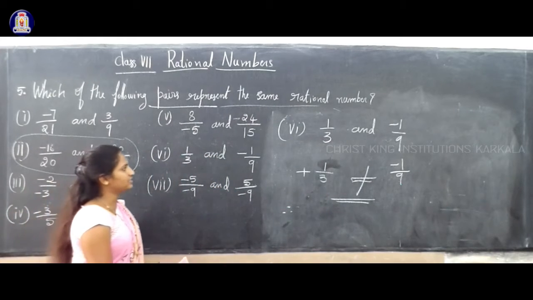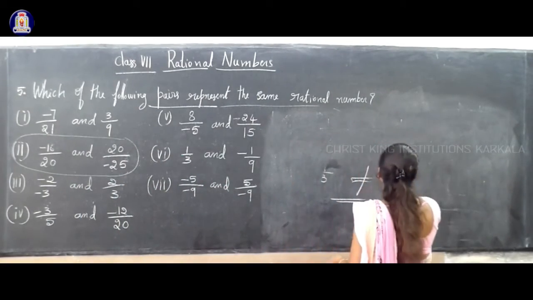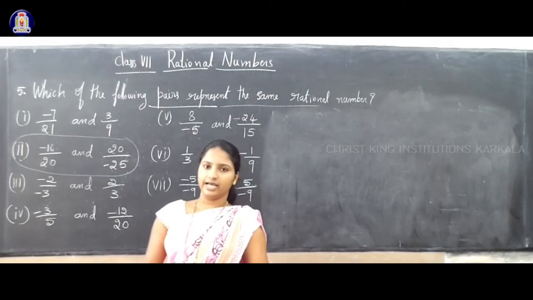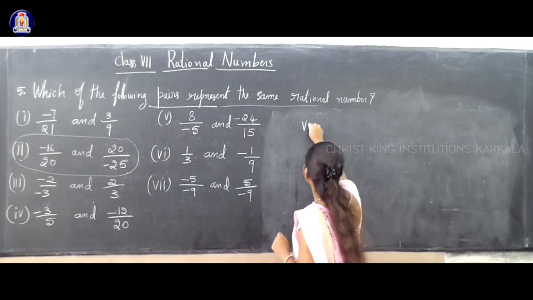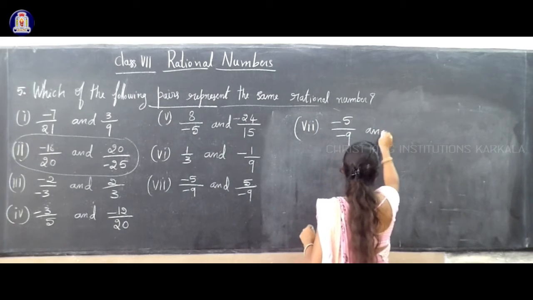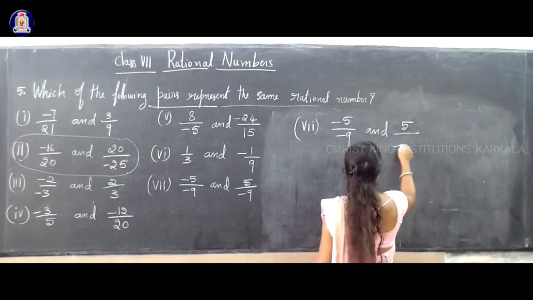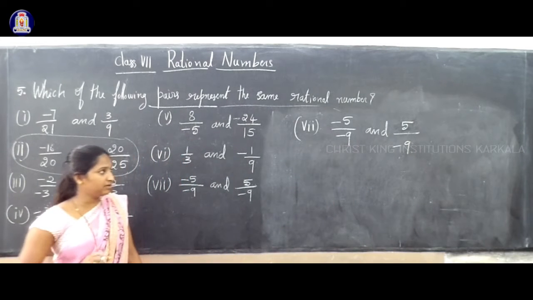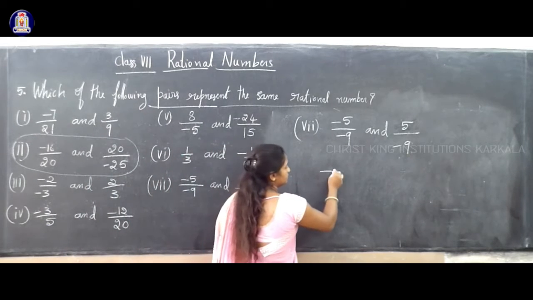Okay. Now the last one, the 7th question, that is minus 5 by 9, minus 5 by minus 9 and plus 5 by minus 9. Simplify, can you divide 9 and 5? Is there any table that divides both numerator and denominator here? No. So write both numbers as they are.